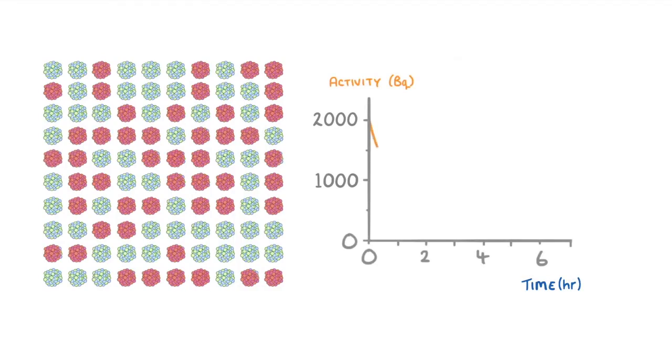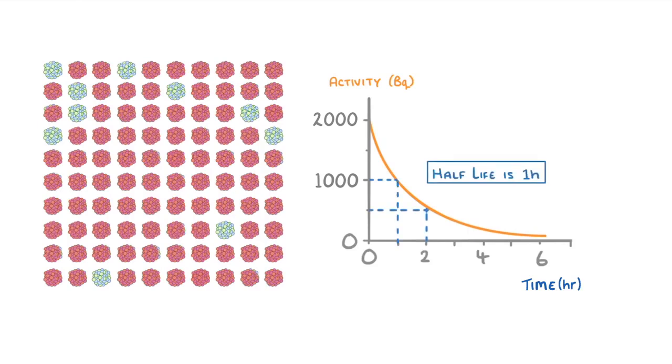If we had a different radioactive sample though, like this one, we can see that it's decaying much more quickly. This means that it started with a much higher activity, as we can see on our graph, and also that it will decline much more rapidly, and so a much shorter half-life, this time of 1 hour.